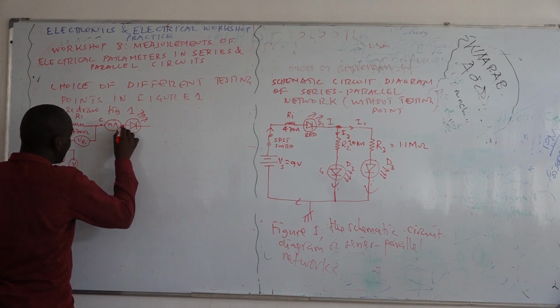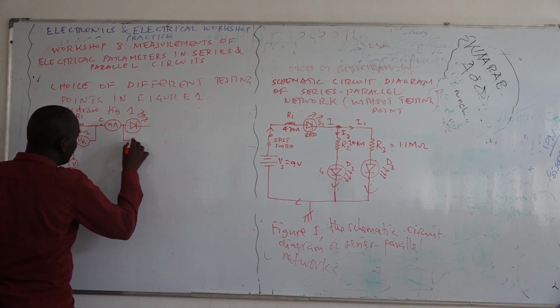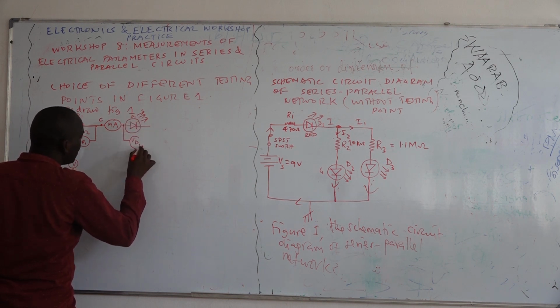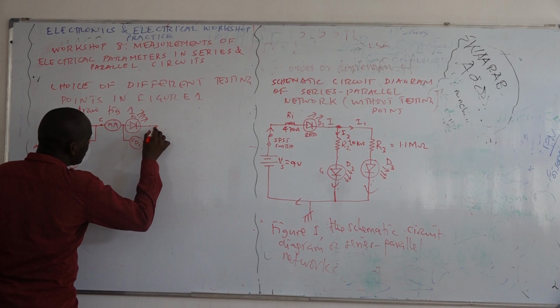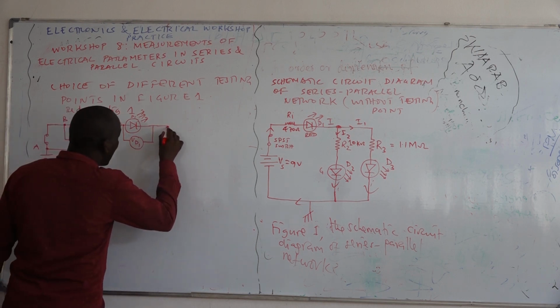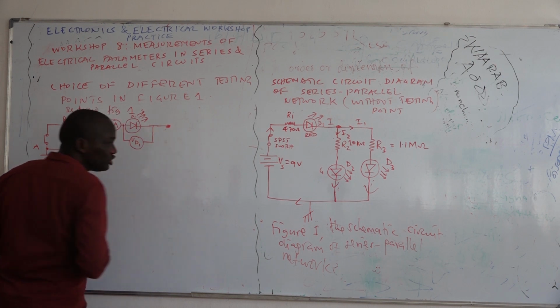And then this is another testing point, V across diode 1. This is diode 1. Are we together? Now we are at the junction.